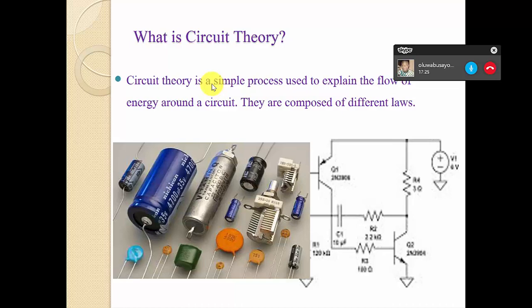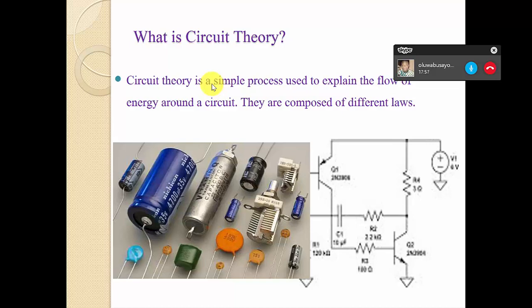Okay. Circuit theory is a technique. Not a technique. A theory is not a technique. Okay, look, sir, I'm reading even your slide here. You can't say a theory is a technique. Read what you have on the slide, please. A circuit theory is a simple process used to explain the flow of energy around the circuit. As simple as that. Yeah, please go on.